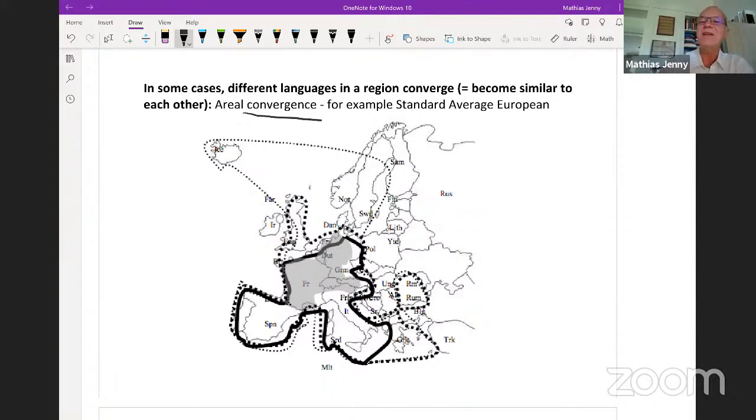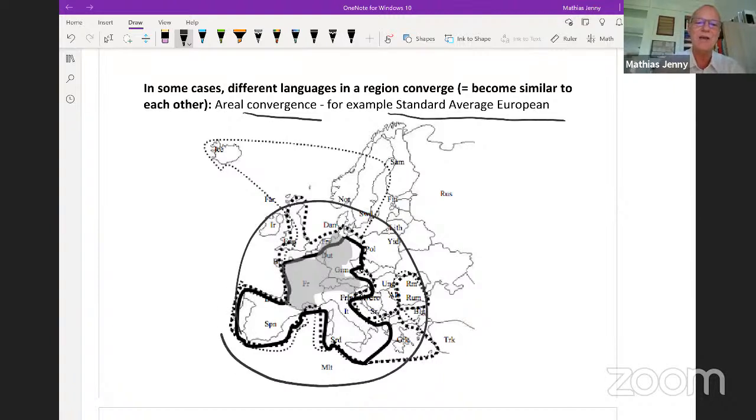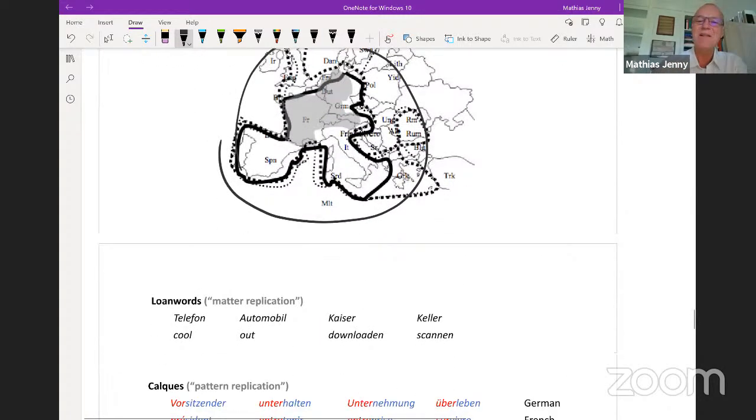So this is what happened in Europe. European languages, in linguistics, we call Standard Average European. This is about this area. They're all very similar. Of course, different lexicon, different pronunciation, different words, but the structures of these languages are very similar.